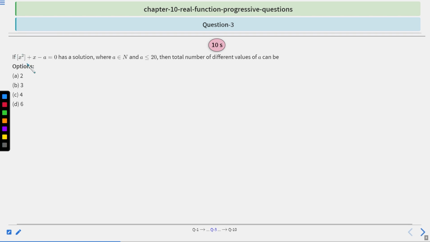Let's move to the next question, question number 3, which says if the greatest integer function of x square plus x minus a has a solution, where a belongs to natural numbers and a is less than or equal to 20, then the total number of different values of a can be. We have 10 seconds to solve this question. After 10 seconds, we will discuss the solution.